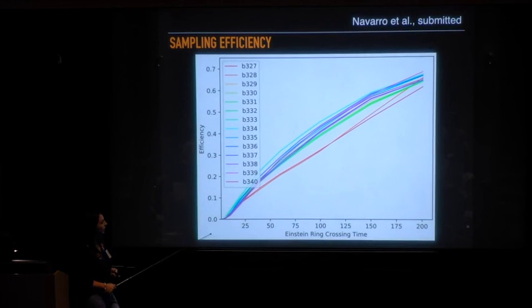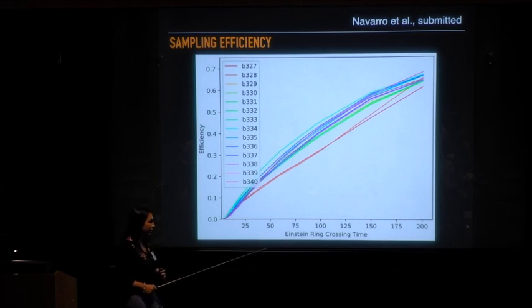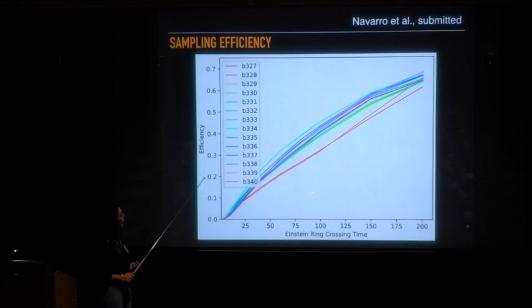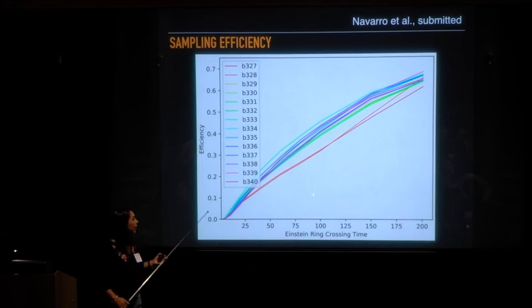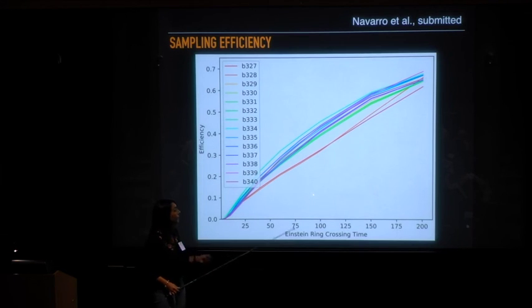Then I obtained this plot, which is the sampling efficiency, and it depends on the Einstein ring crossing time, and the colors are the different areas of the VVV studied. What is important here is that the VVV is really bad at detecting short timescale events. So for planets, it's not useful. But for long timescale events, maybe it's a powerful tool, because we expect to find a lot of long timescale events in the galactic center.